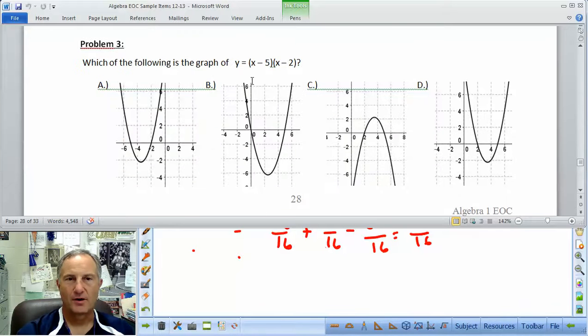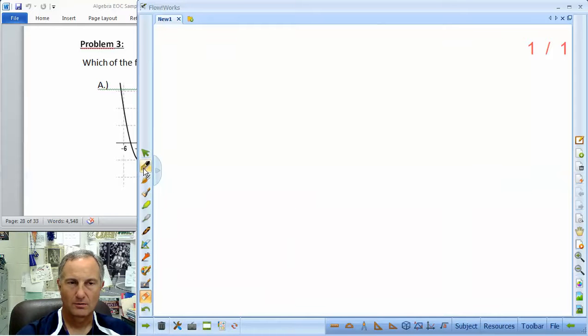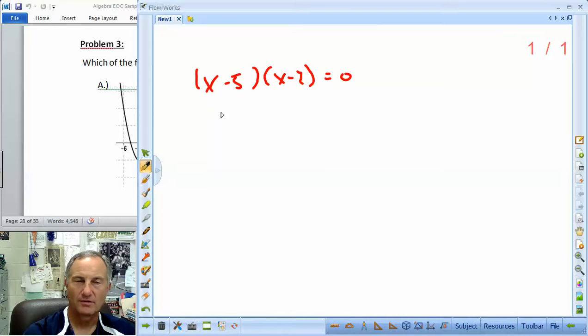Number 3. Which of the following graphs? Well, it's already factored for you. If we set each of these factors equal to 0 to find the x-intercepts, we would get x minus 5 equal to 0. We'd add it over, we'd get x is 5. And if x minus 2 was 0, we'd add the 2 over, we'd get x is 2. Remember, when you have this, you set y equals 0, one of these has to be 0.